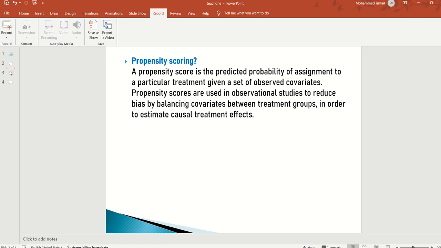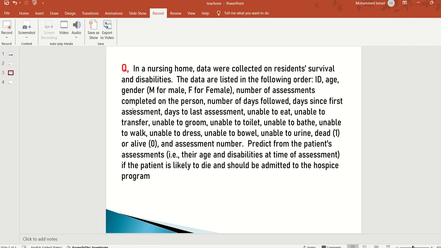In this question, we will identify candidates for hospital admission based on patient assessments and demographic data. The data have been collected on various aspects like age, gender, assessments completed, days followed, disabilities, mortality status, etc. This information is crucial for identifying residents who may benefit from hospital care.